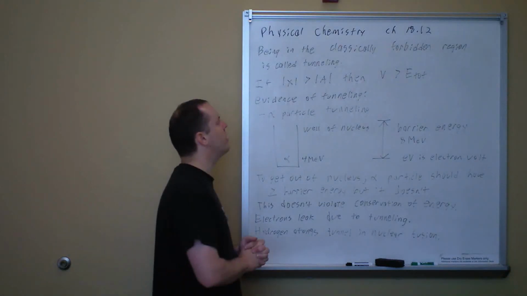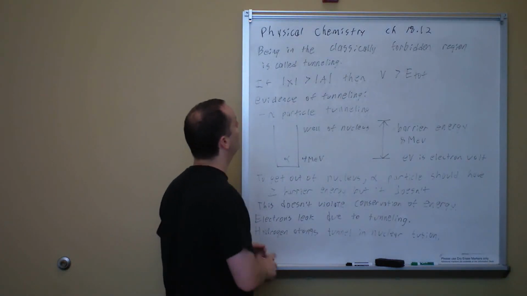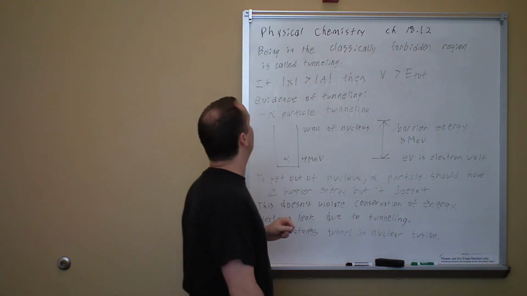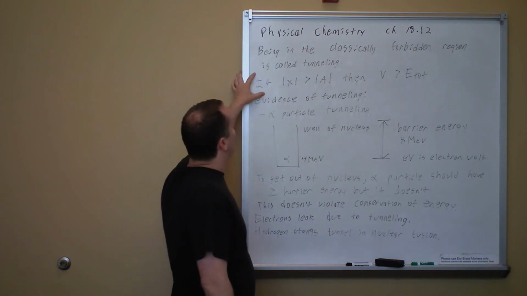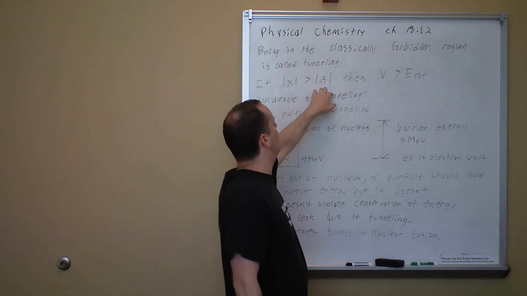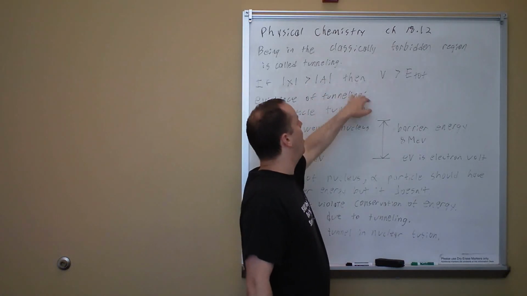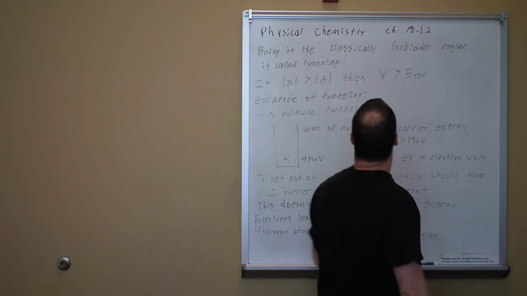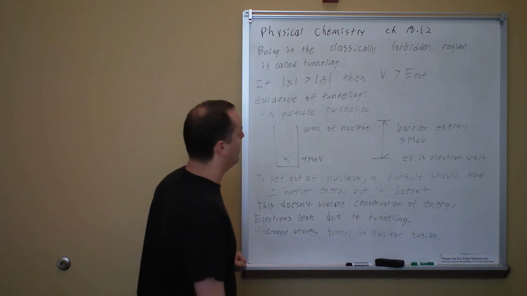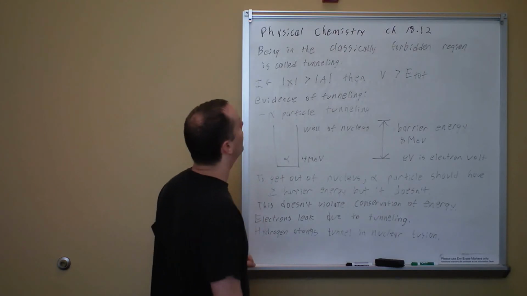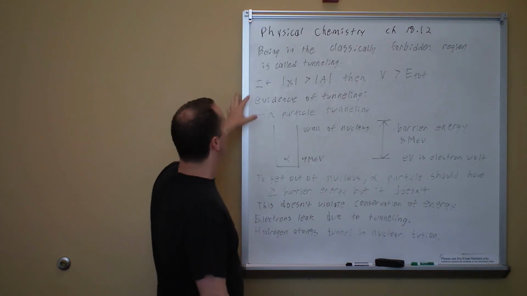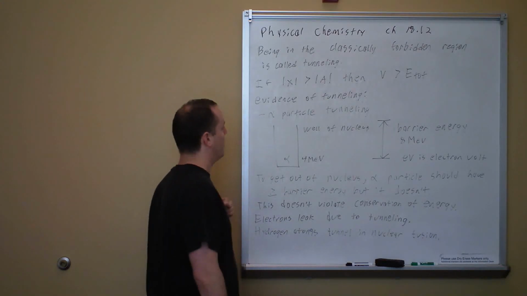Continue on Physical Chemistry, Chapter 18. This is the last of Section 12. When a particle is in the classically forbidden region, we call that tunneling. If the absolute value of the position of the particle is greater than the absolute value of the amplitude, then obviously the potential energy is greater than the total energy. I can't explain why, but I've been told that doesn't violate the conservation of energy. If you can explain why not, please let me know. Anyway, there is evidence of tunneling, so this does happen, whether I understand it or not.